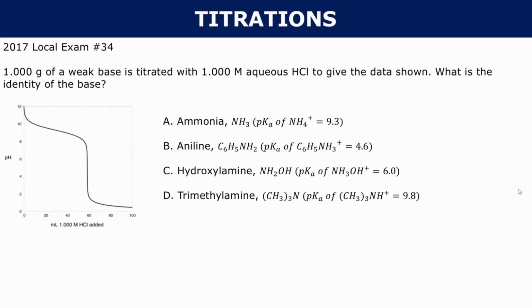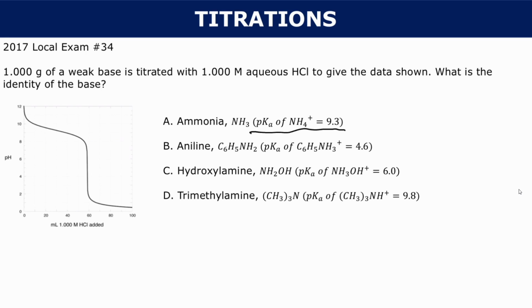1 gram of a weak base is titrated with 1 molar aqueous hydrochloric acid to give the data shown. What is the identity of the weak base? Essentially, the only information we're given is in our answer choices, where we're given the pKa values of these random bases. So what is the pKa value of the base that is titrated here?